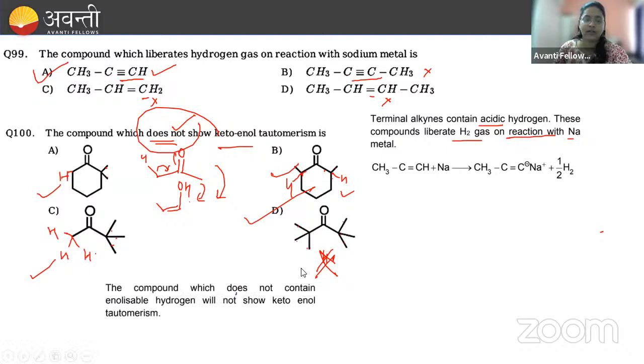The compound which does not contain enolizable hydrogen will not show keto-enol tautomerism. That is option D. Very good.